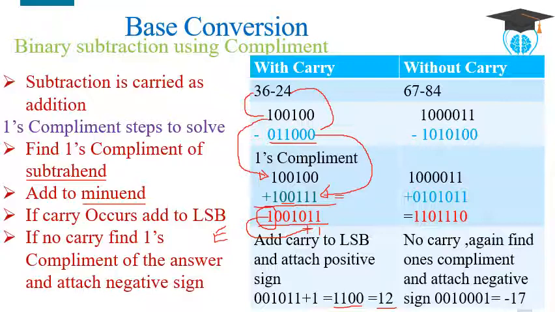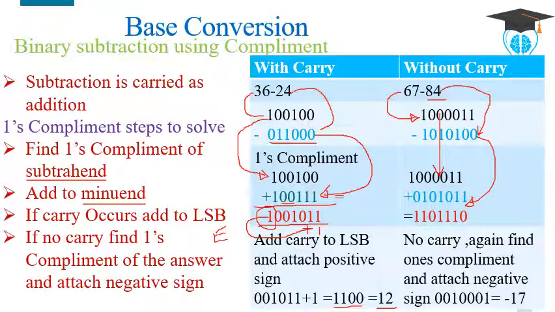Suppose the number to be subtracted is bigger. First I will proceed the same as previously. I will take the binary equivalent of 67, and the binary equivalent of 84. Then I will take the 1's complement of this, and I will take the other number as it is.